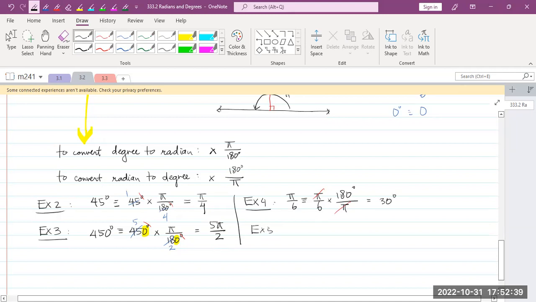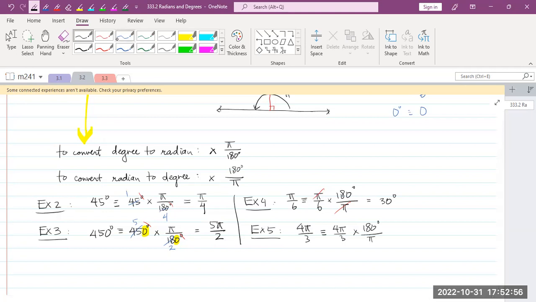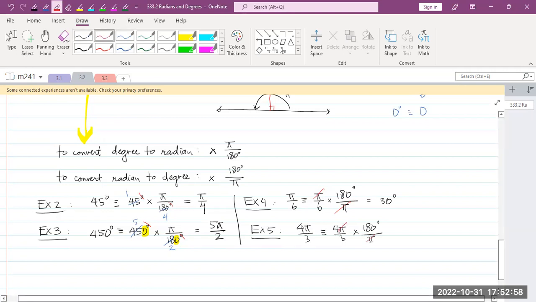Example 5. How about 4 pi over 3? What's that in degrees? 4 pi over 3 times 180 degrees over pi. Pi cancels. Actually, 180 divided by 3 is 60. Right? Let me show that. This guy and this guy, this is 1. This is 60 degrees. So then 4 times 60 degrees, that's 240 degrees.